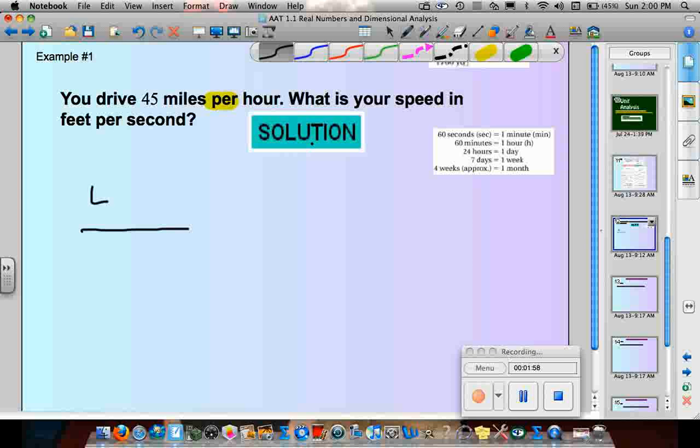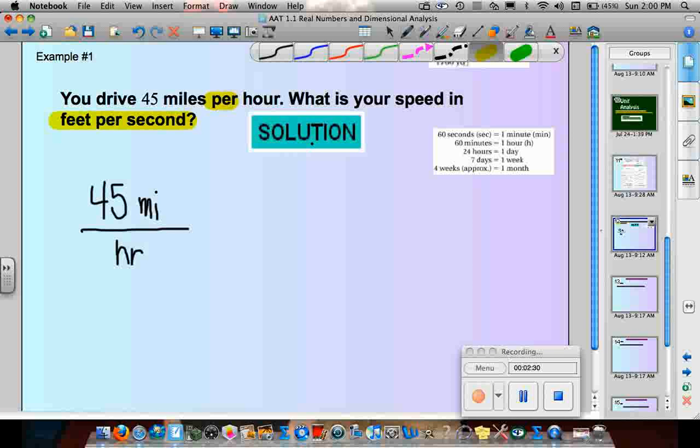So here's 45 miles. Again, bad handwriting, sorry. Per, that's my fraction. Per hour. Hour is going to go down here. Now I see here's another per, and this is what I want to end up in. So my job is to figure out how I'm going to get rid of the miles and get rid of the hours so that I end up with feet per second.